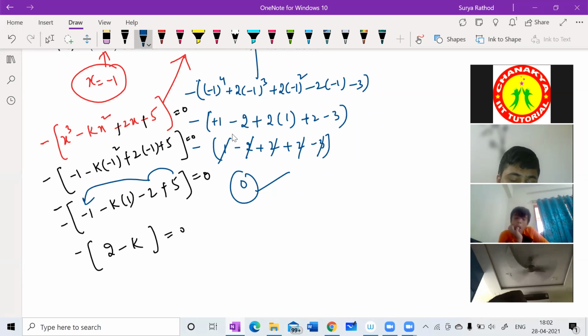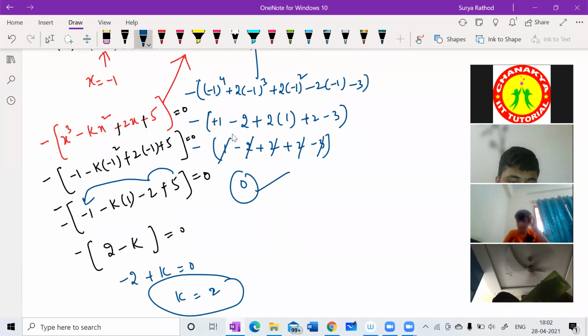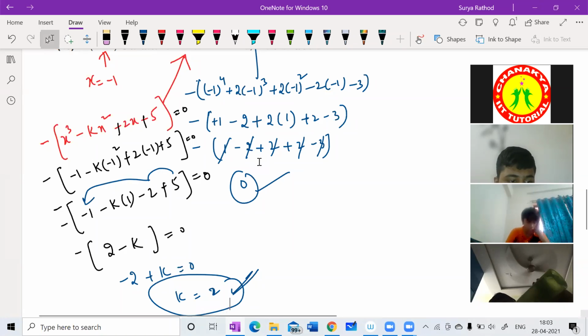So either I can shift this minus to the right hand side. What will I get? 0 into something. 0 by minus, not defined. Or you can multiply with minus inside. So I'm going to get plus k is equal to 0. So k, if I transfer to the right hand side, I'm going to get k value as 2. As simple as that. Getting my point? Any doubt? No doubt, sir.